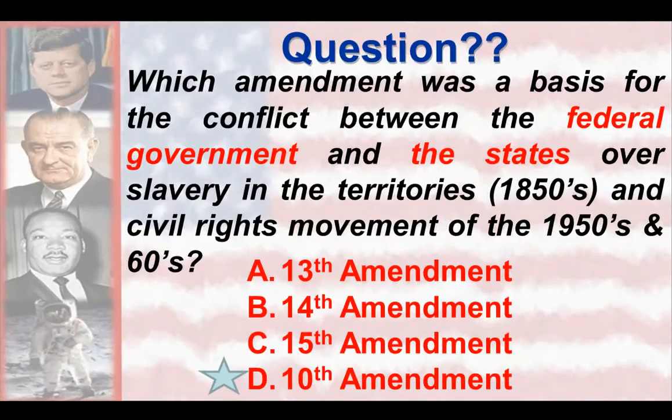Question, or a little review here. Which amendment was the basis for the conflict between the federal government and the states over slavery in the territories in the 1850s and civil rights movement in the 1950s and 1960s?